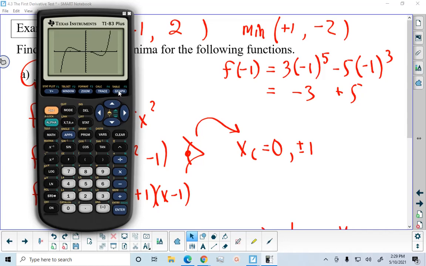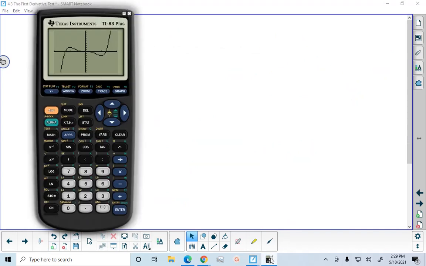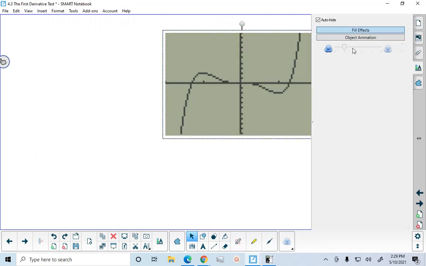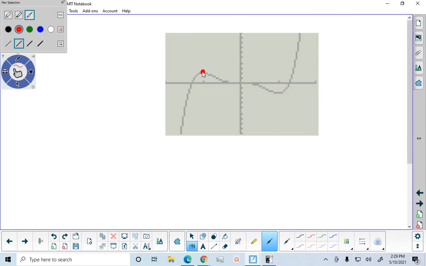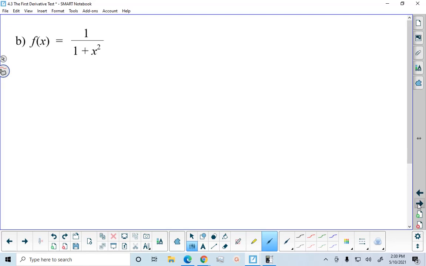If you were to find the coordinates of that maximum point over here on the left, you would discover it's at -1, 2, and the coordinates of this point on the right, you would discover it's at 1, -2. So there's a way for you to check it on your graphing calculator. Let's move on. Let's take a look at B.